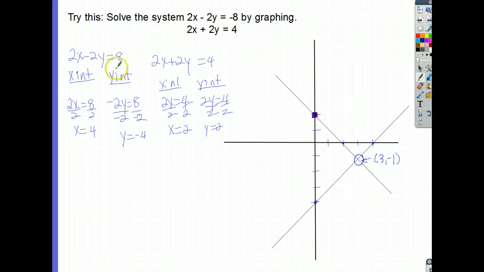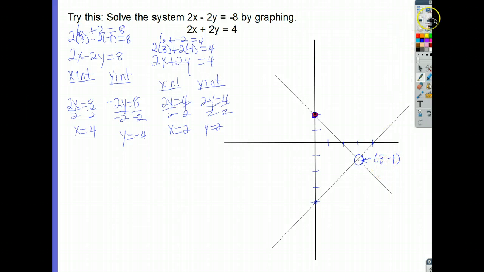Now let's plug it in and see if it works. What is 2 times 3 minus 2 times -1, does that equal 8? Well, 6 and then negative times negative is positive. 6 plus 2 equals 8. Yes, it does. It solves that one. And let's try this one here. 2 times 3 plus 2 times -1, does that equal 4? Is 6 plus -2 equal to 4? Yes, it is. So clearly, the solution of the system is the ordered pair (3, -1).